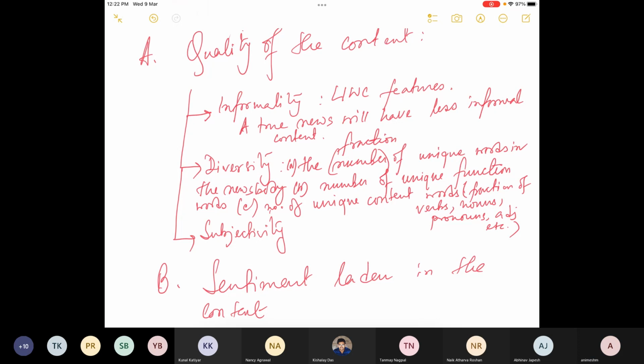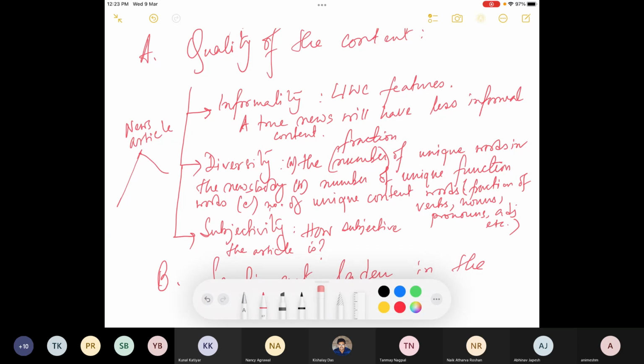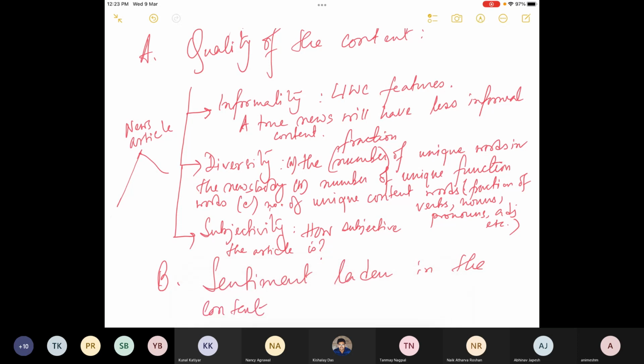So what is a way to measure subjectivity? So this is based on how subjective the article is. So you question how subjective the article is. So what do you think? A news article, if I tell you a news article, what do you think? Should a news article be subjective or objective?